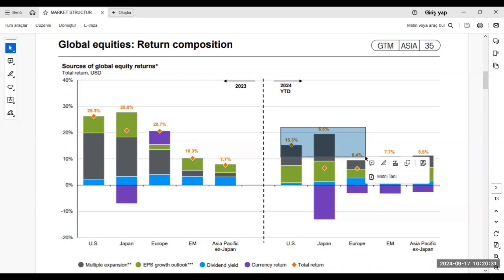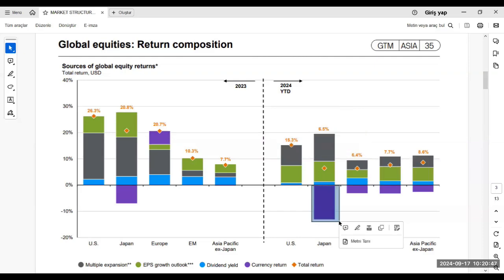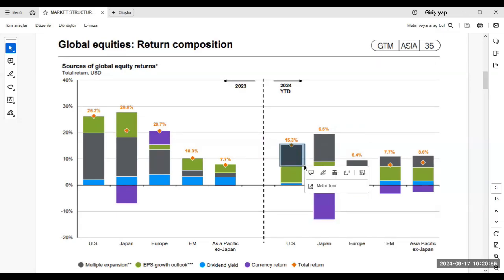if we start to understand what is happening in the 2024 year-to-date total return concept, we can directly see in Japan, approximately 15% is coming from the currency depreciation. And in the United States, most of the contribution to the total return is coming from the multiple expansion, and half of it is coming from the EPS growth, as you see.